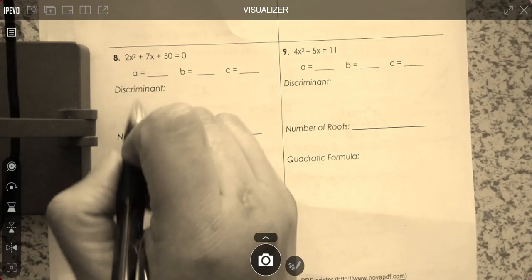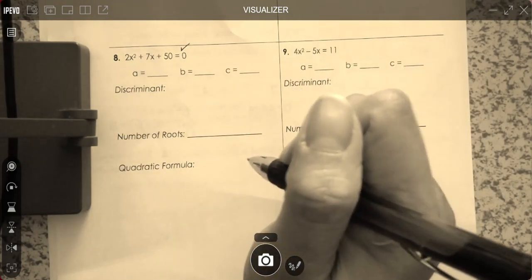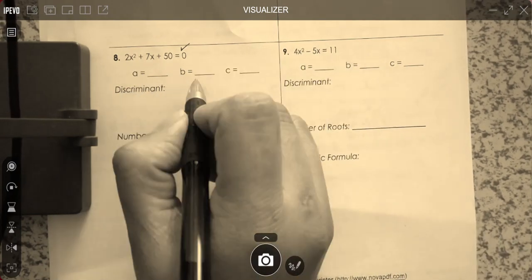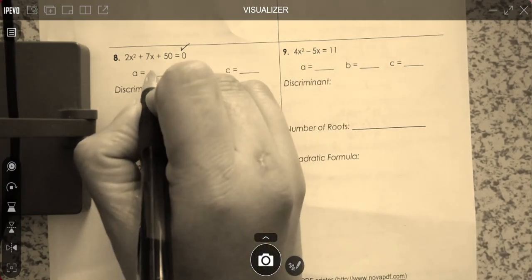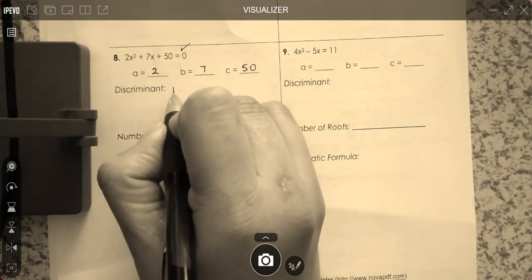Oh, okay. Does it equal 0? Hey, Jaden, did you open up your decimals? Okay, good. What is A, what is B, and what is C? Okay, so calculate the discriminant.